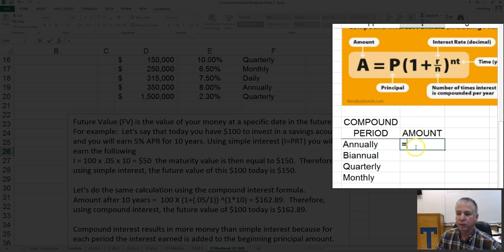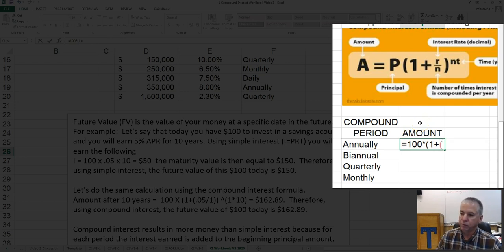We need the principal amount. In this case it was 100. And then we need to multiply it times this section here in parentheses. So times parenthesis 1 plus, now this rate divided by the number of times that it's compounded also needs to be in parentheses to make sure that we follow the order of operations and that R divided by N takes place before anything else within the parentheses and outside of the parentheses.